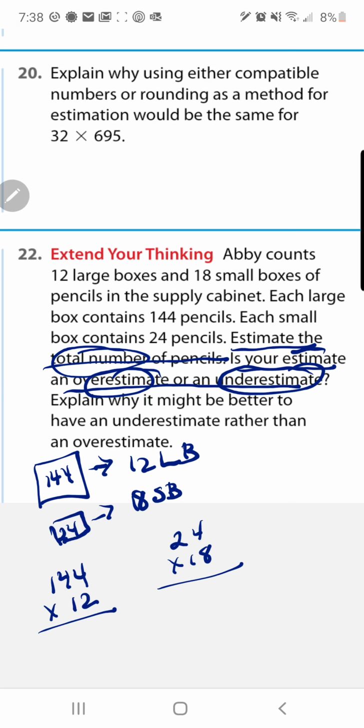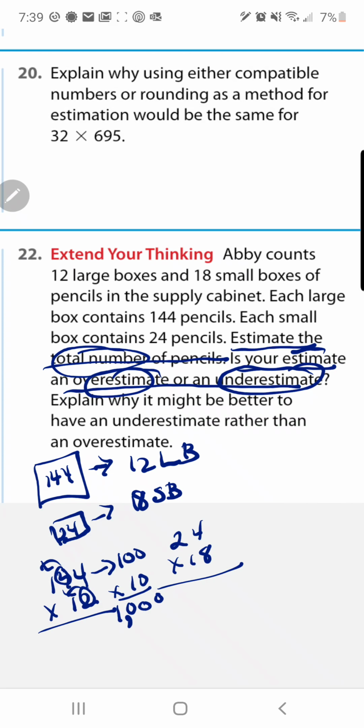Well, the key here is that we've got to estimate, right? So 144, I rounded off to, you guessed it, 100 because of that 4, right? And 12, you would round off to 10 because of that 2. Multiply, put your 3 zeros down, and multiply 1 times 1, which is 1,000. So my estimated number of pencils in my large boxes is about 1,000, right?